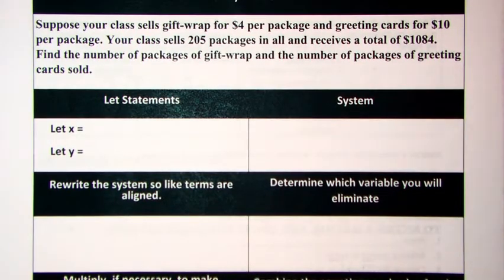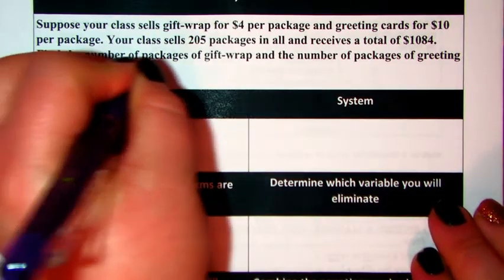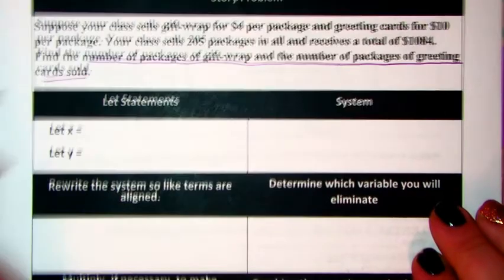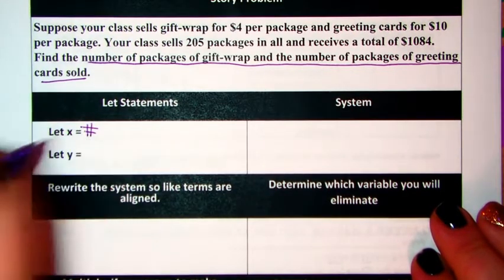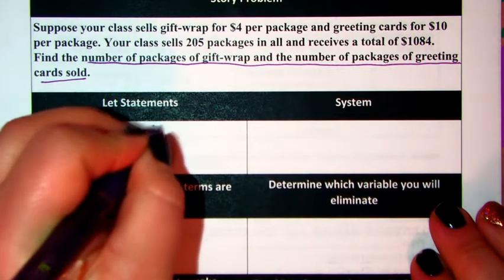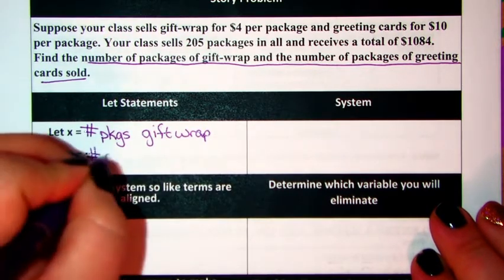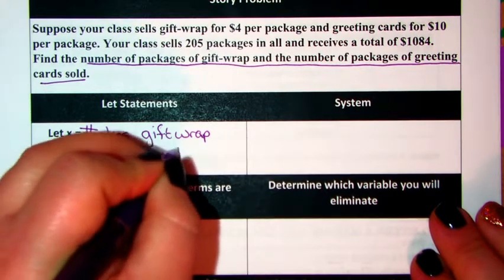Just like when we were doing substitution, your first step is to identify your let statements. What is X going to stand for? What is Y going to stand for? Those come from the question that they're asking you. How many packages of greeting cards and how many packages of gift wrap? So I'm going to assign gift wrap to be my X, which means that the number of packages of greeting cards will be my Y.